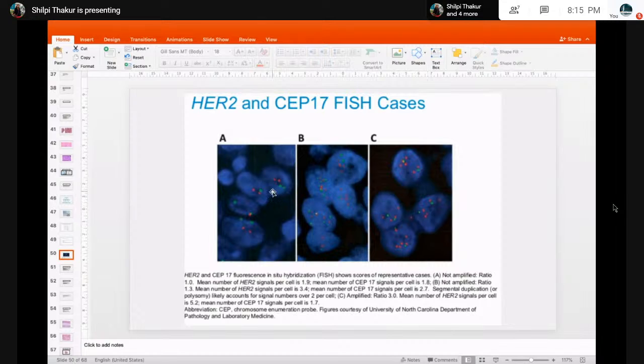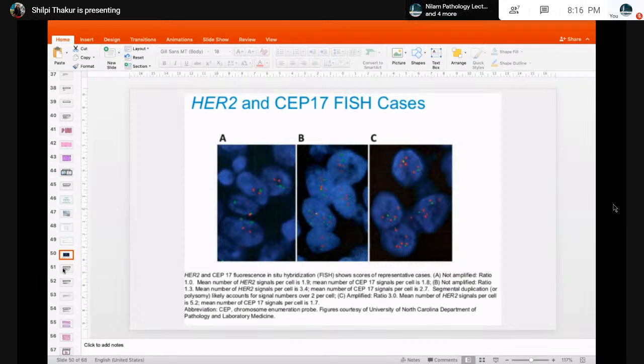Whereas if we see figures A and B, here there are 2 red signals and 1 green signal, or 2 red signals and 2 green. So the ratio will be almost equal, and it is not amplification. In B, the ratio is about 2 or 2.5, so here also this is not called amplification. If the ratio is more than 2, then it can be called HER2 amplification.